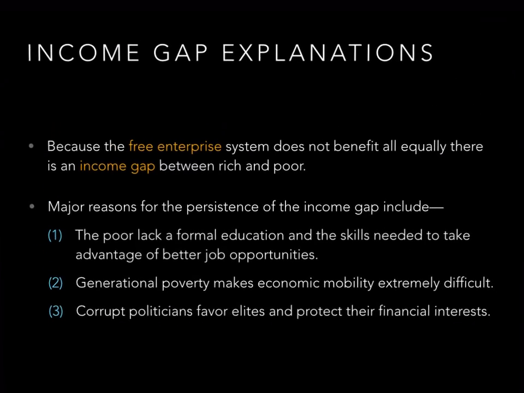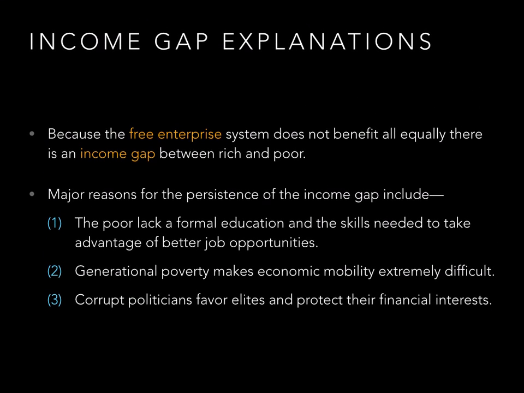Income gap. Income gap explanations. The free enterprise system does not benefit all equally. There's often an income gap between the rich and the poor. The major reasons for the persistence of this income gap include 1. The poor lack formal education. They don't have the skills that are needed to take advantage of better job opportunities in a modern economy.